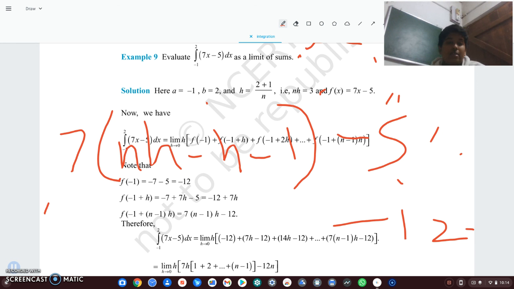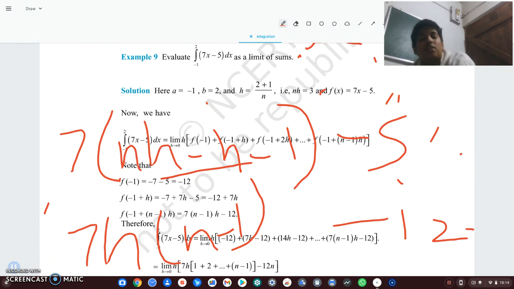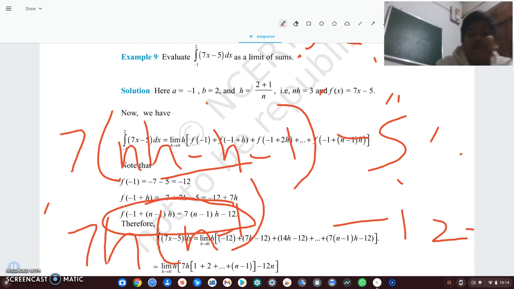And what is our n? n is n only. We are getting that it would be 7h taken as common. It would be left as n minus 1. We are taking h as common here, so h would be common in these two terms. So 7h into n minus 1 minus 12. You can write this as 7n minus 7 into h minus 12. So this is the starting, and now we move further.